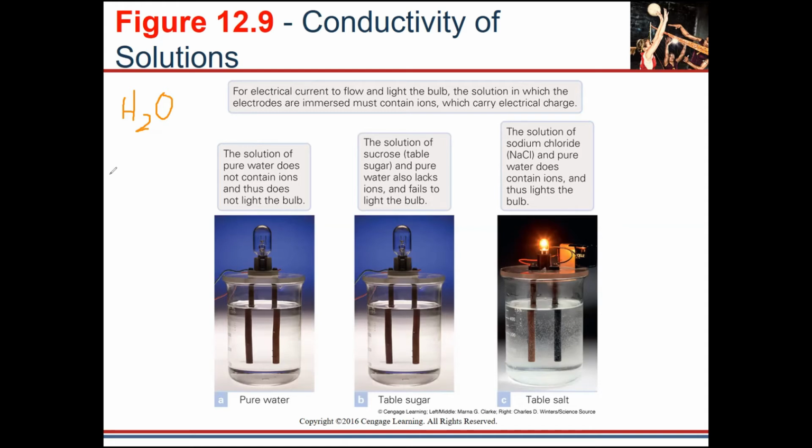Okay, so oxygen is going to be in the middle. How many valence electrons does oxygen have? 6. And then hydrogen has how many? 1, times 2.